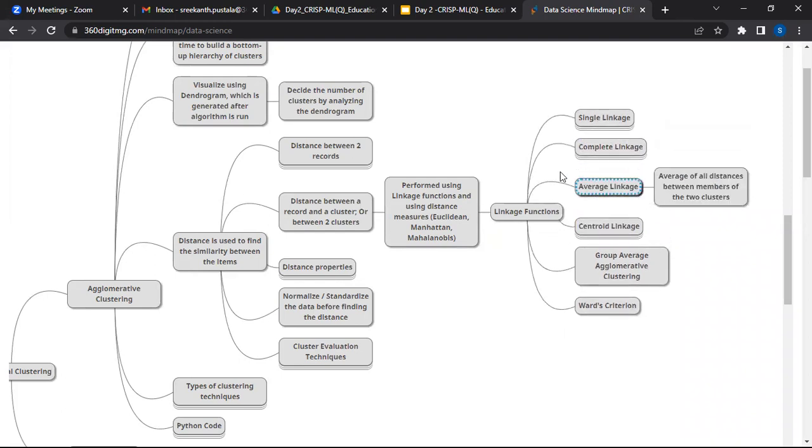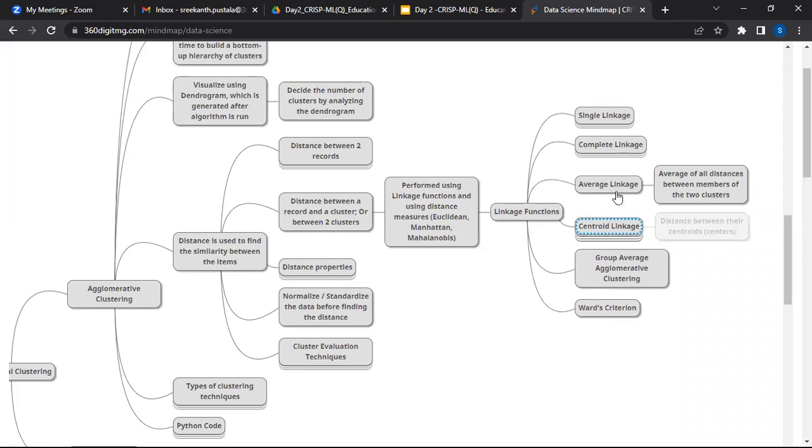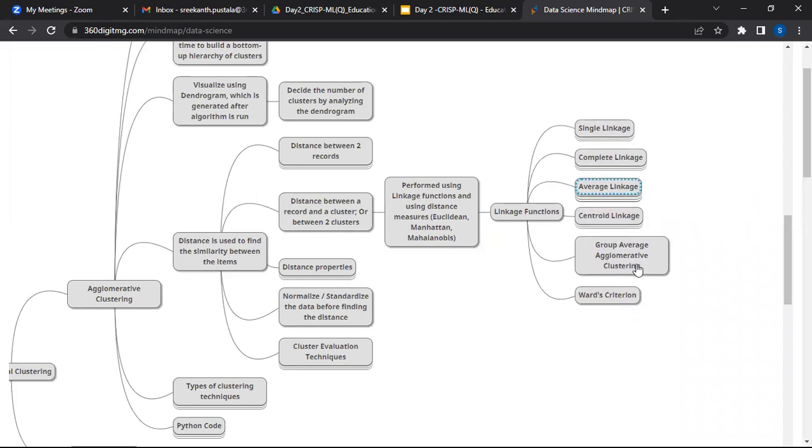Average linkage is the average of all distances between members of two clusters. Centroid is the distance between their centroids. And we have group average and Ward's criterion. These are the different linkage functions that we have.